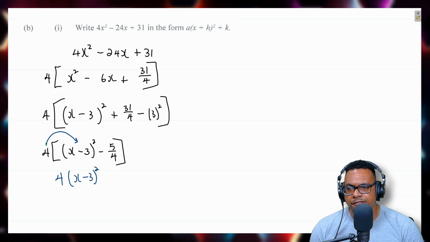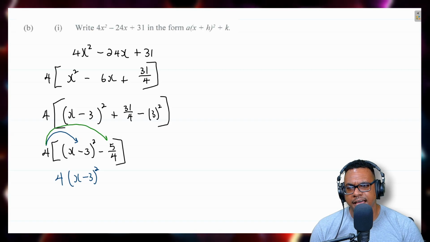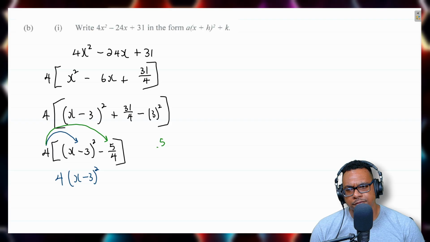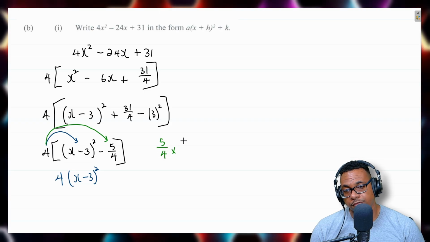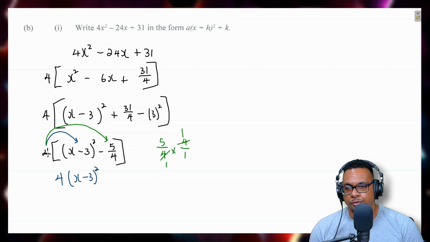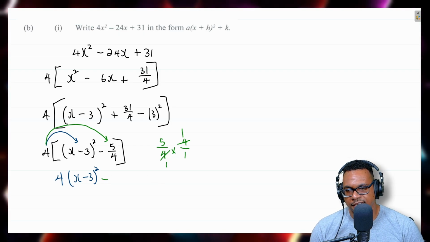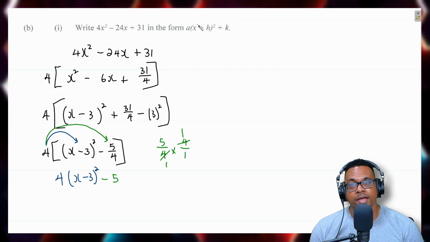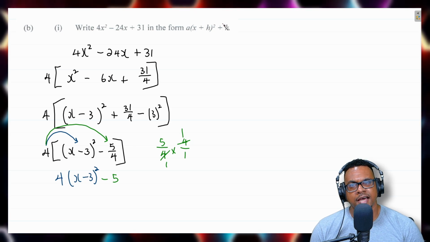And then we'll multiply the 4 by the negative 5 over 4. And if you look at what's going to happen here, 5 over 4 multiplied by 4, which is 4 over 1. And the 4's will cancel out each other and you remain with 5. So, of course, it's negative, so you're going to get negative 5. And now I've written this quadratic in this form where a is 4, h is negative 3, and k is negative 5.